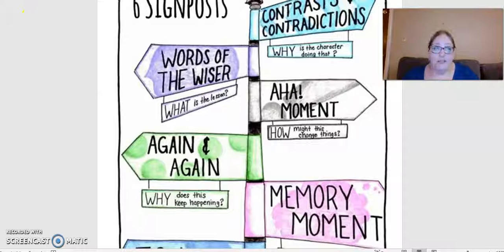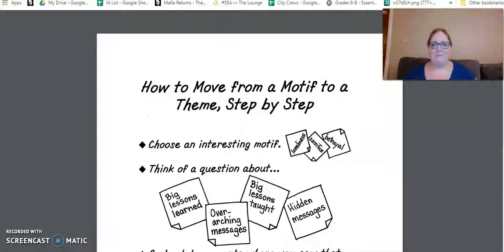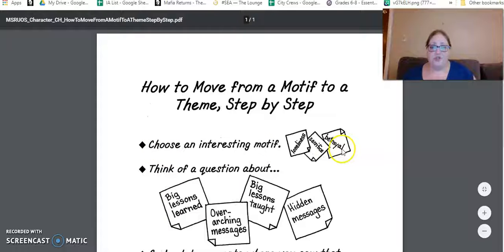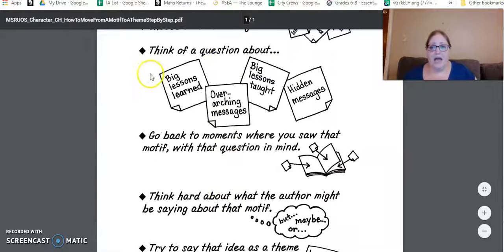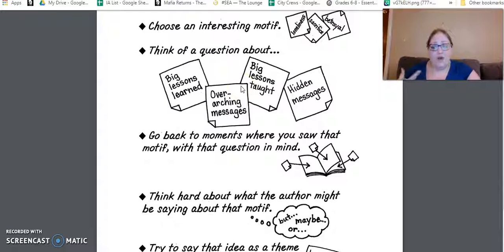We need to ask ourselves some questions when we notice these. This is like the step-by-step of when we notice a motif, how to figure out what the theme is. First, you choose a motif that you're noticing, and then think of a question like, are we learning any big lessons? Is there an overarching message here? Are there big lessons being taught, or maybe are there hidden messages? Sometimes the characters are not aware of what the message might be or what you're supposed to learn, but the reader is. So that's maybe a hidden message. That's something the author is trying to project to you.